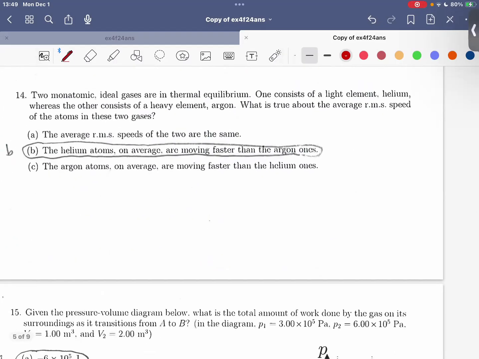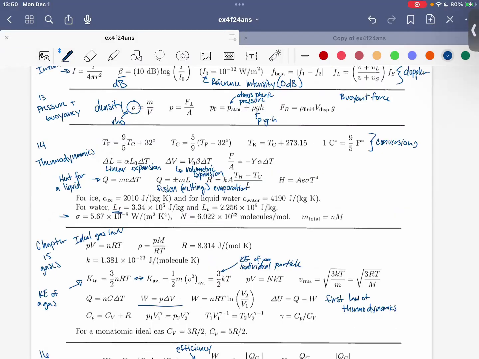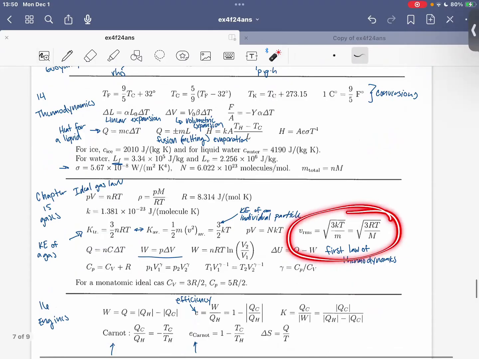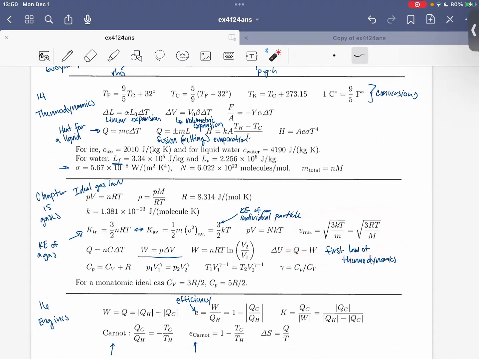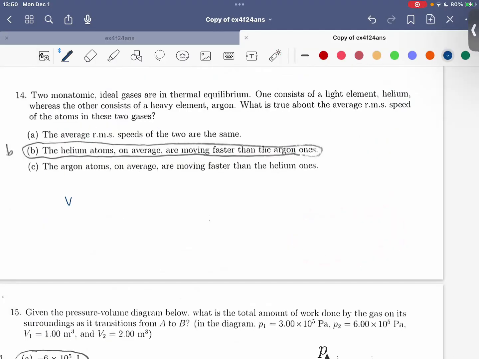Okay, so 14. We have two monatomic ideal gases in thermal equilibrium. One consists of a light element helium, whereas the other consists of a heavy element argon. What is true about the average RMS speed of atoms in these two gases? So if we look at our formulas, we have the RMS right here. So let's write out the formula.